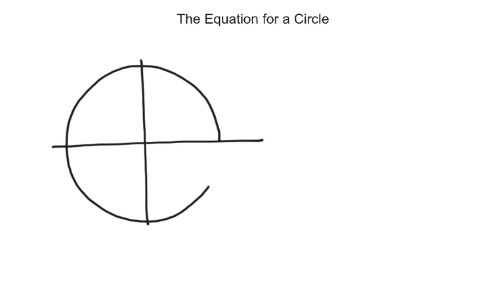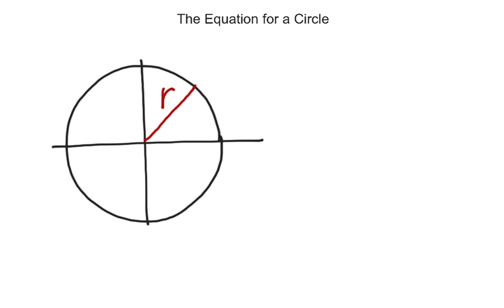Now we're interested in finding out what the equation of a circle is. So again, let's start with a sketch. Let's say we have a circle that has a center at the origin, and it has an unknown radius. We'll just call that radius r.